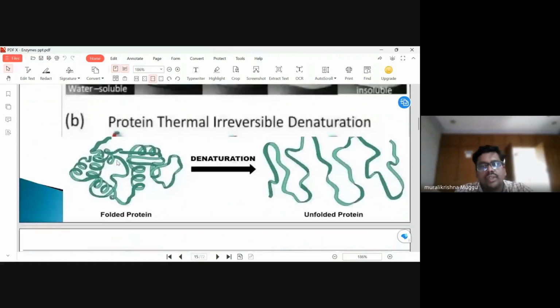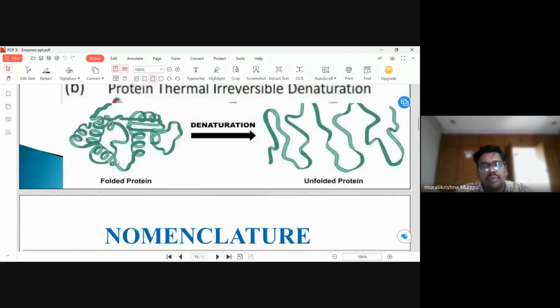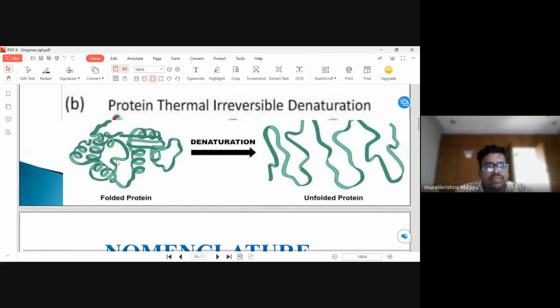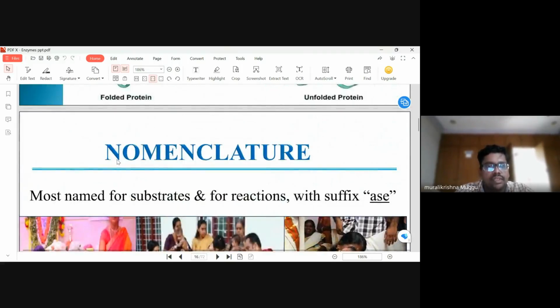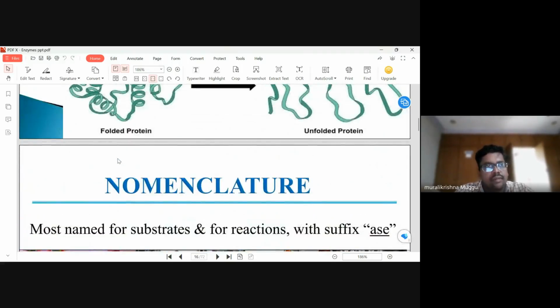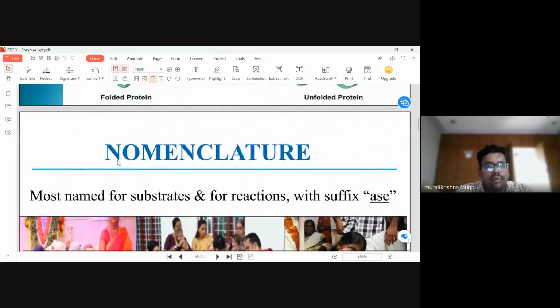A folded protein, when you heat it, is converted into an unfolded protein. That is one of the specific properties, which is denaturation. Denaturation is a specific property of a protein, and we can say it is also a property of enzymes, because enzymes are proteins. Enzymes are made up of proteins.